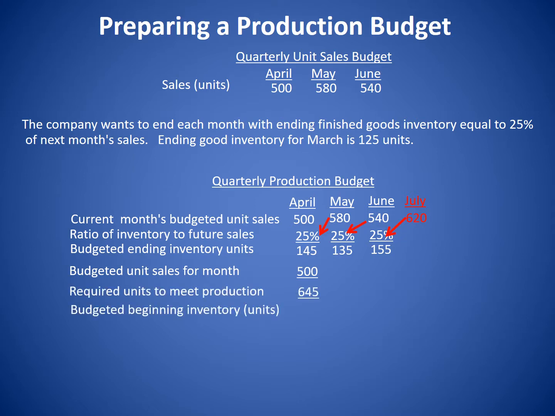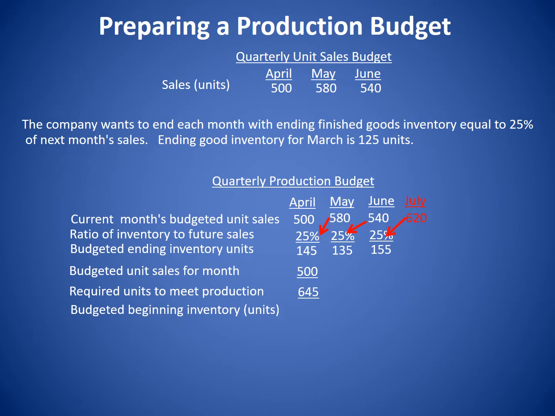The required units then to meet production are equal to my budgeted ending inventory units, we're doing April right now, of 145 units, plus I know I'm going to have 500 units to accommodate the sales for the month of April. So the required units that are going to be necessary in order to meet production for the month are 645. That includes my sales and my desired 25% cushion of the next month's sales.